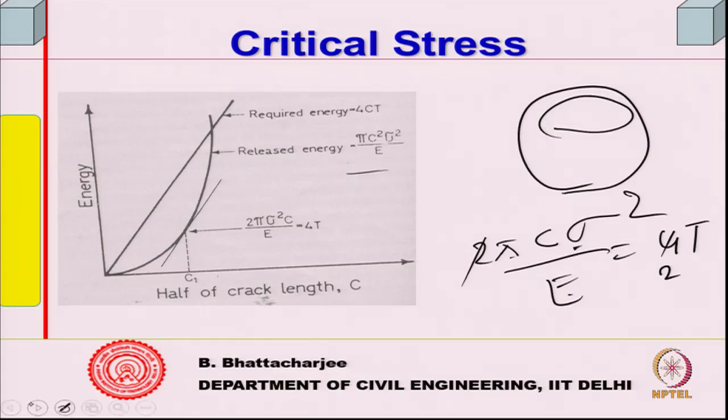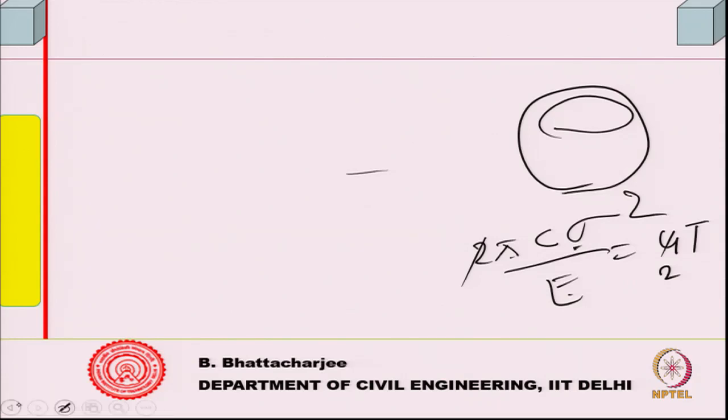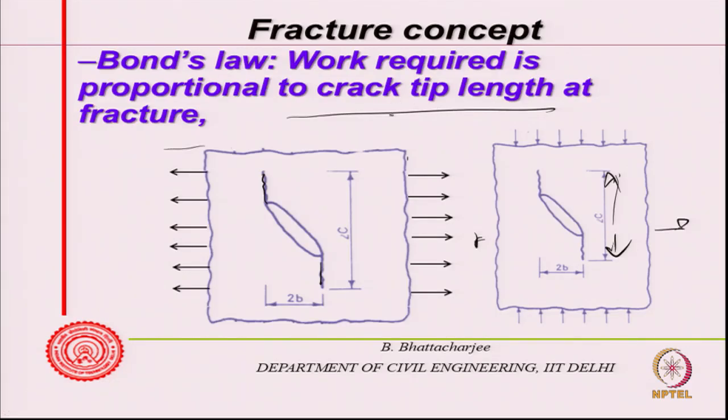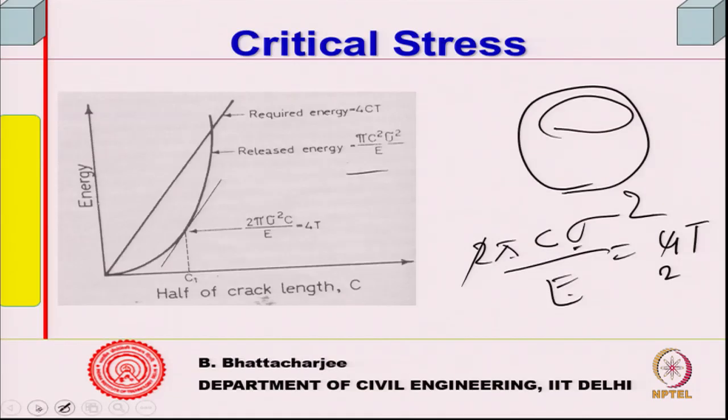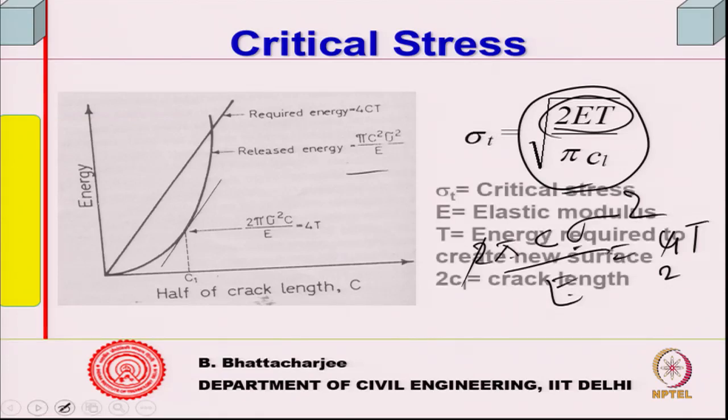Let us go back to this, this is important. So, work required is proportional to crack tip length in the fracture. So, the stress at this point is important. This is the simplest Griffith's law; the fracture mechanics of course has improved much higher than this. So, this is what we looked at, the critical stress at which fracture will propagate.